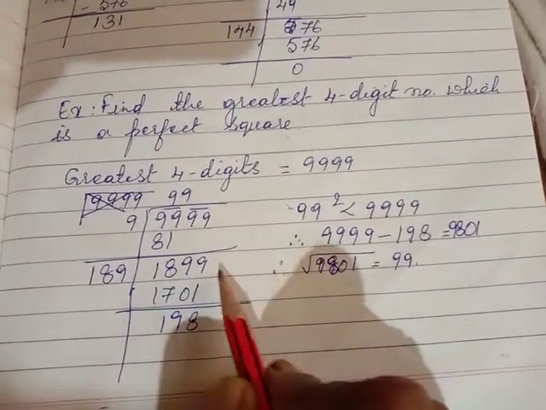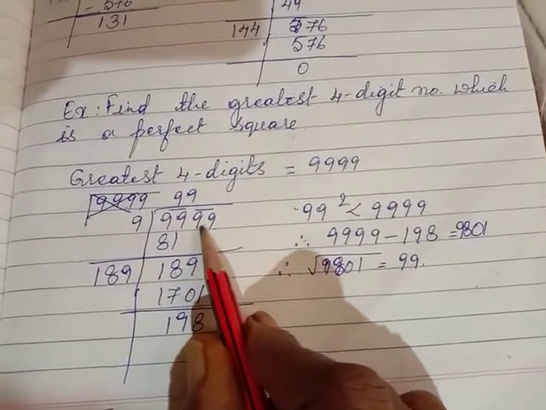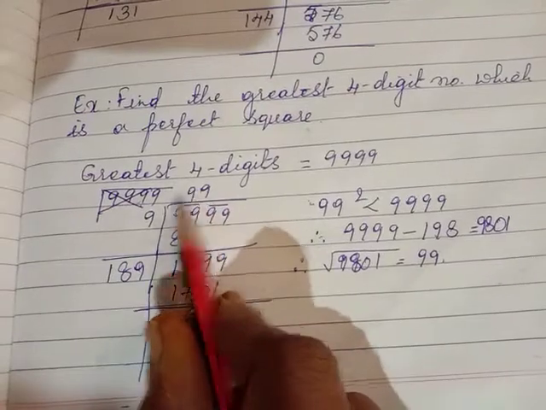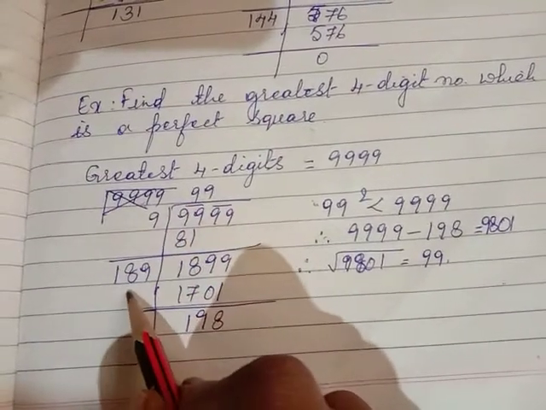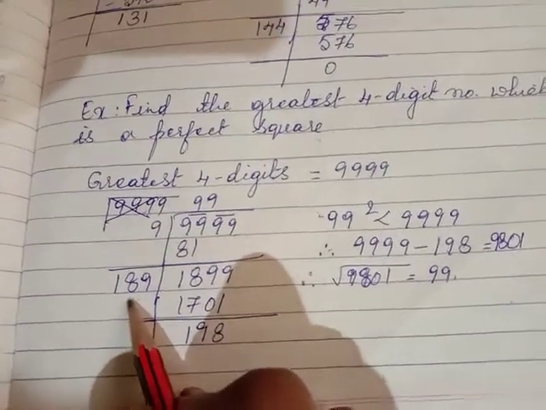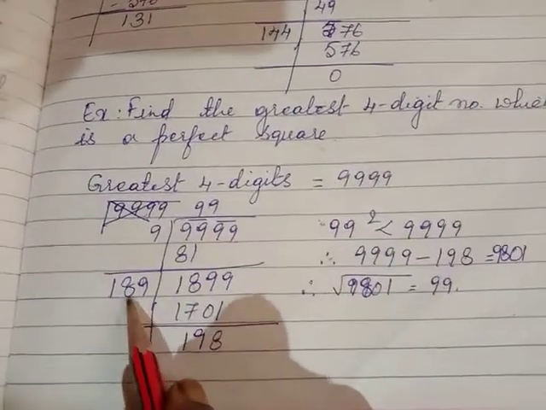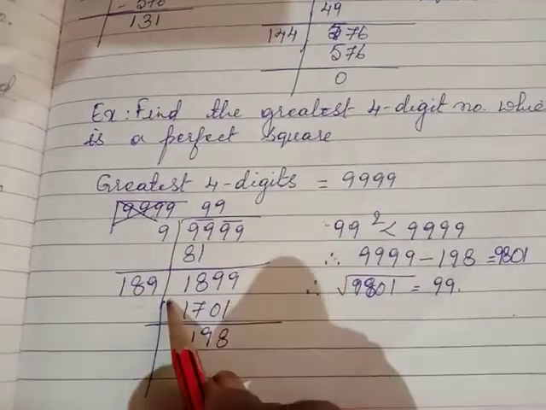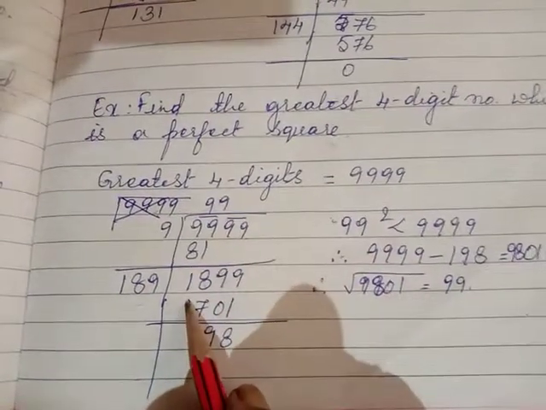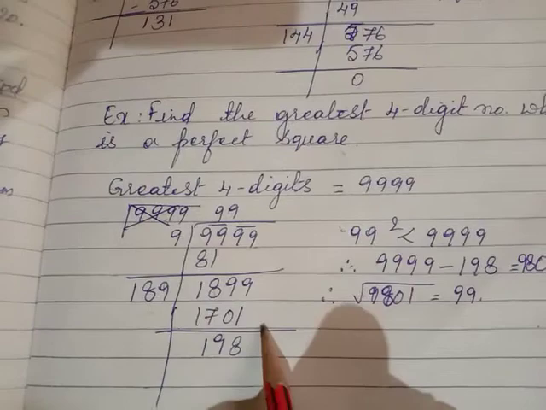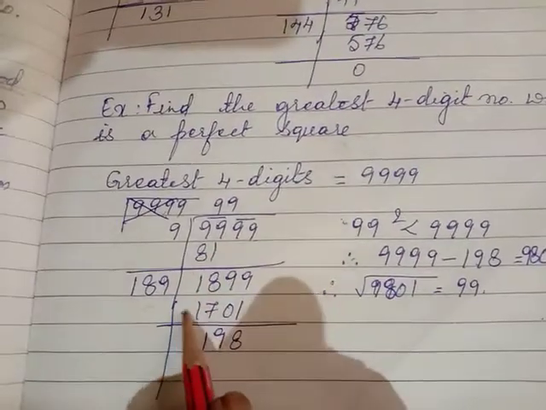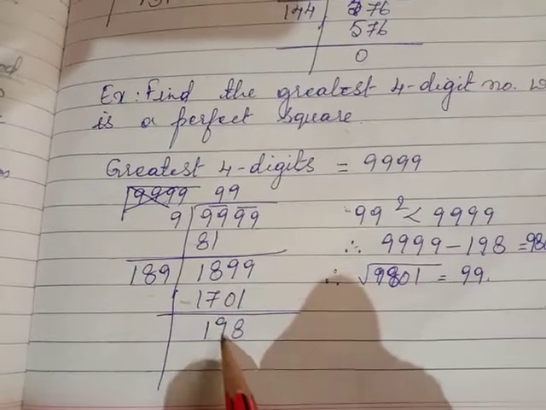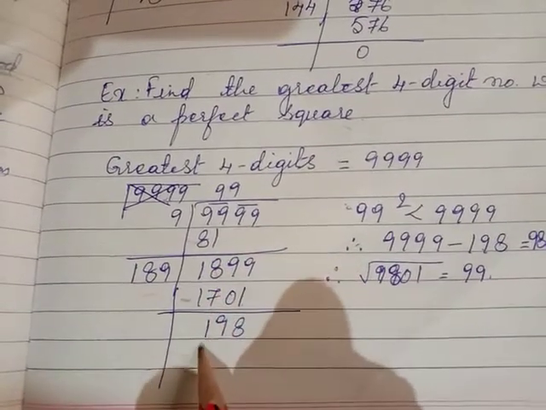Now you have to take double numbers, that is 99, at a time. So here double of the quotient is 18, 9 plus 9 is 18. Then 189, you have to take 9 here. 189 into 9 is 1701. So after subtracting, you got 9 minus 1 is 8, 9 minus 0 is 9, 8 minus 7 is 1.